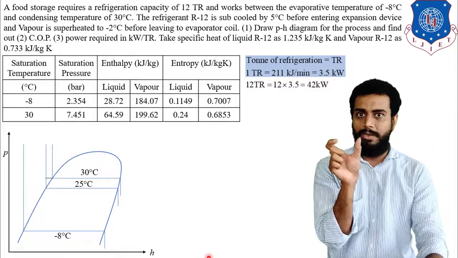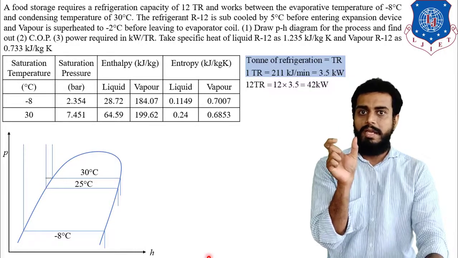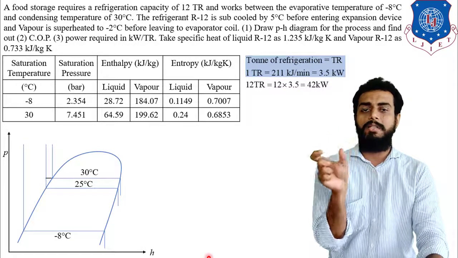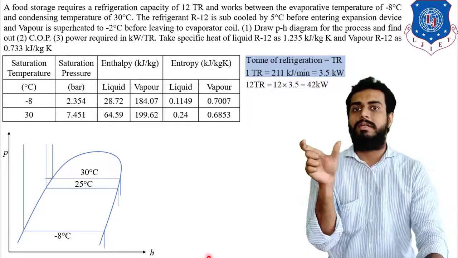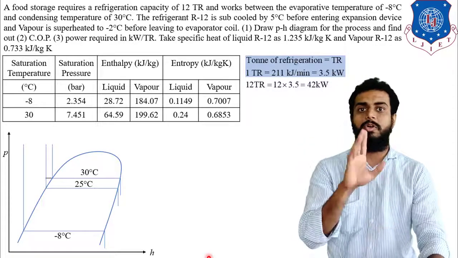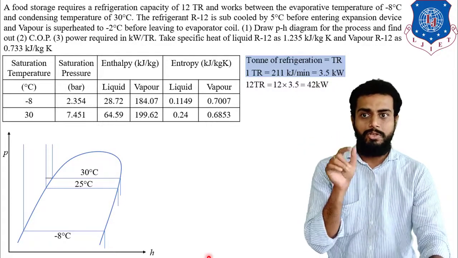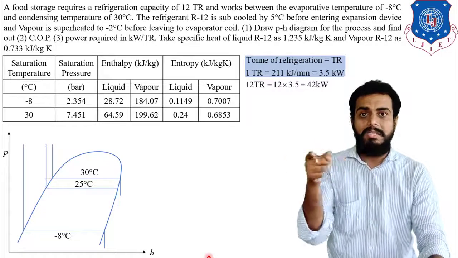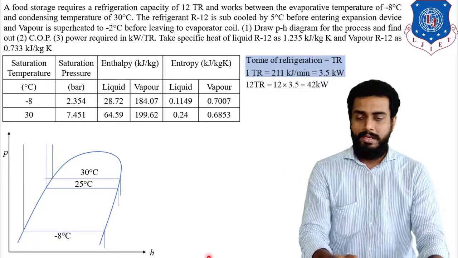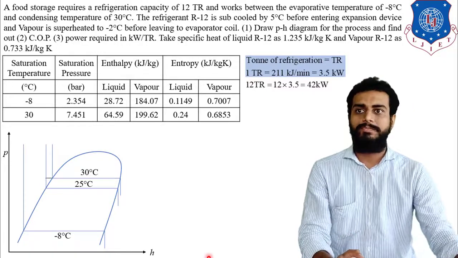And remember, sir, why you have drawn the line horizontal? Because it is advised to keep the condenser pressure as constant. Condenser and evaporator pressure shall be constant throughout its operation. So pressure is constant, but temperature is reduced. Okay, students, now let us move further.